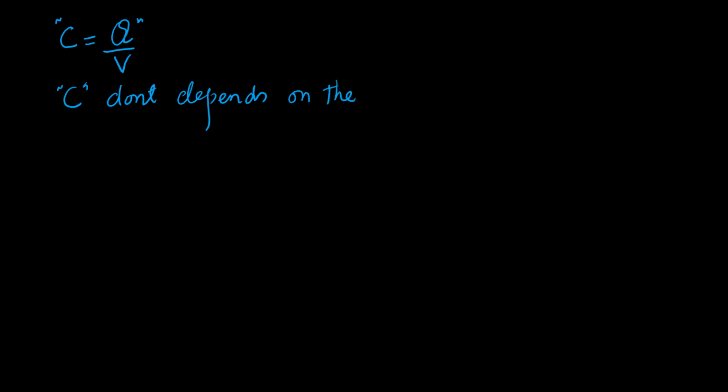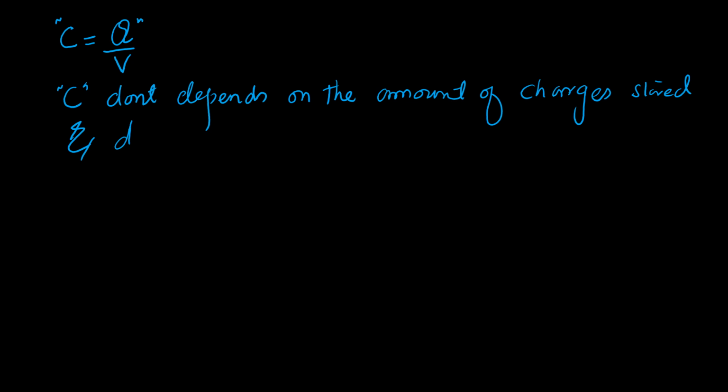Keep a very important point in mind: capacitance of a capacitor is the ratio of the charge stored to the potential difference created between the plates. But an interesting point to note is that capacitance does not depend on the amount of charge stored in it, and it also does not depend on the voltage or potential difference created. So why does the capacitance not depend on the charge stored or the voltage?